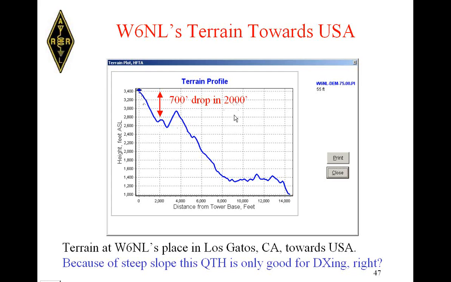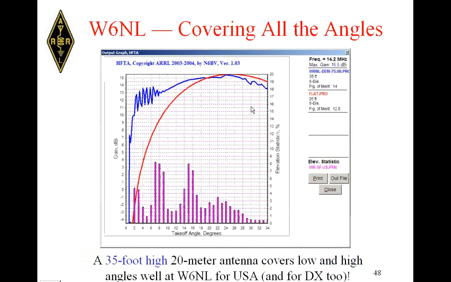Okay, now, again, just looking at this QTH from a ham's point of view, you'd think, well, gee, this much of a drop-off means that this QTH is only good for DXing, right? Which normally involves relatively low angles. You'd think that it must be only good for DX work, right? Well, here's what this is on 20 meters, where he's got a 6-element Yagi about 35 feet high.